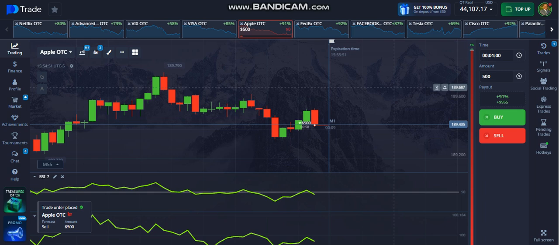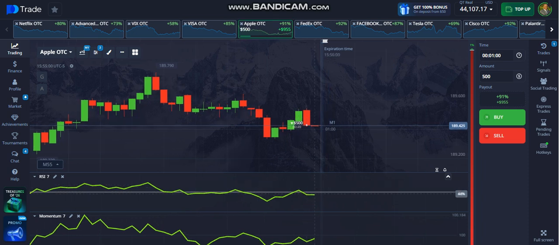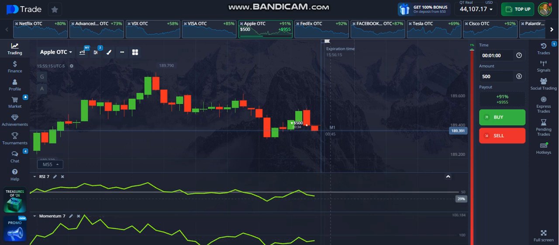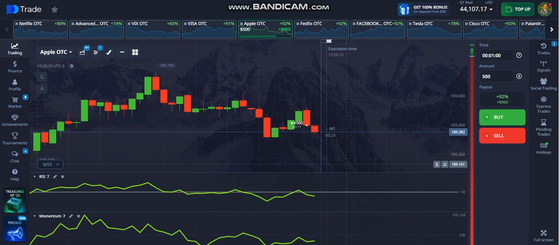Okay, so I'm on Apple and I just took a sell trade here. And similarly to the previous trades, if you noticed the RSI line here, it just crossed the 50 line in the downward direction. So now it's below the 50 line here. In addition to that, when I took the trade here, the momentum indicator was also sloping downward. It's kind of crossed a little bit, but I'm anticipating that the trend will continue to the downside here. And there's going to be a bearish movement over the next 60 seconds.